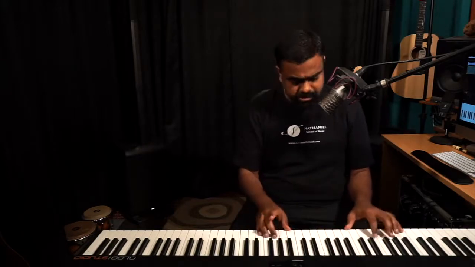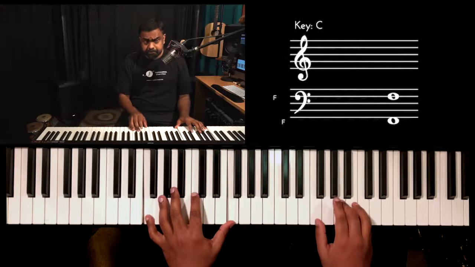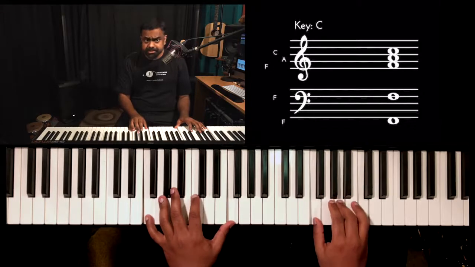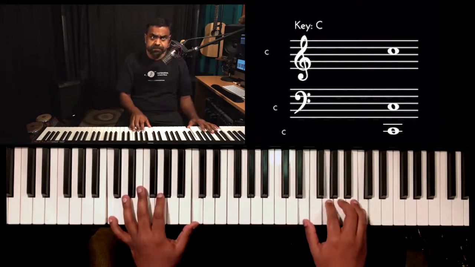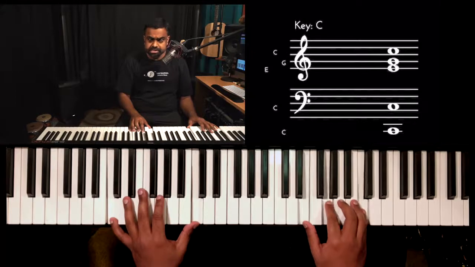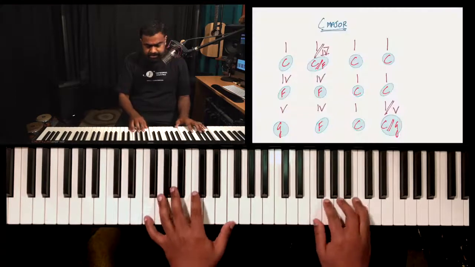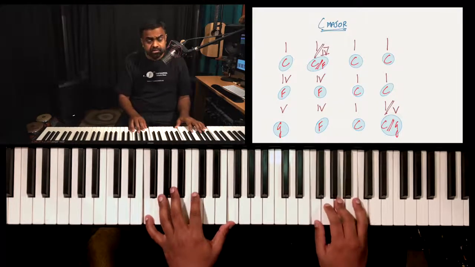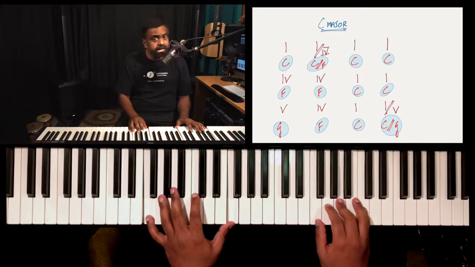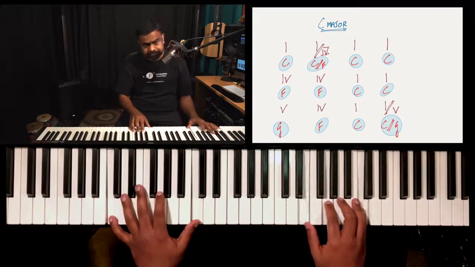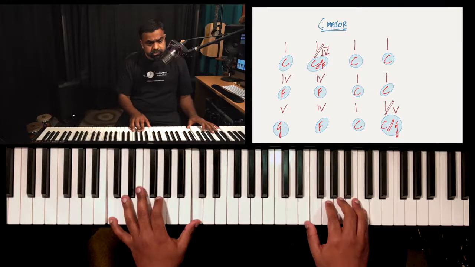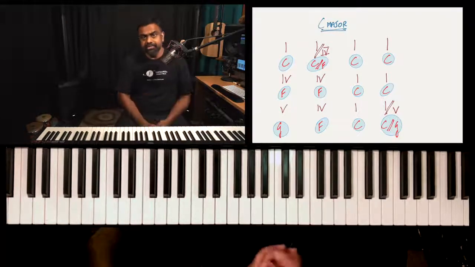Then the next line is F major for 2 bars, which will go F major, and back to C major. Okay, C major twice. Let's do the second line again. F major, and back to C major. Okay, and then moving to line number 3.